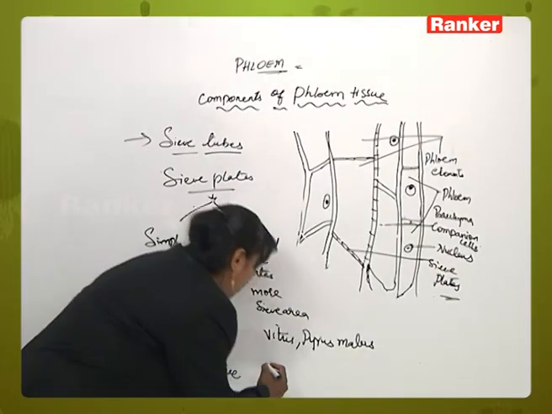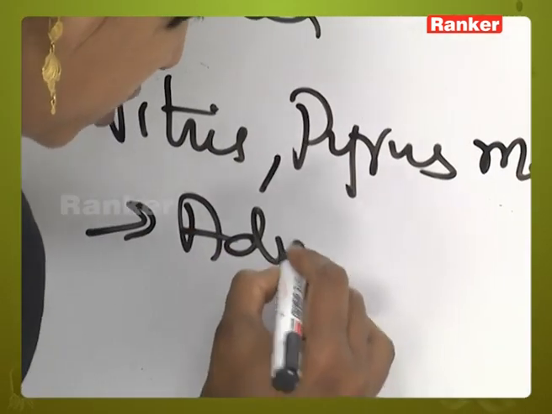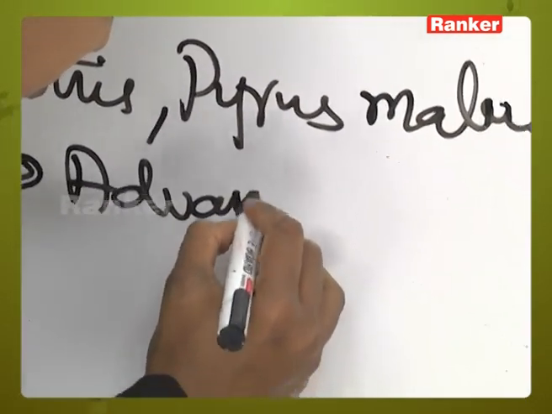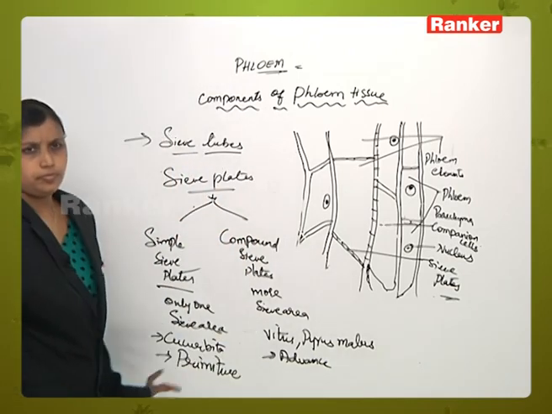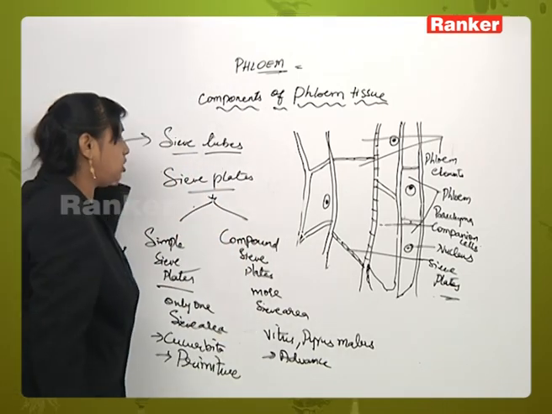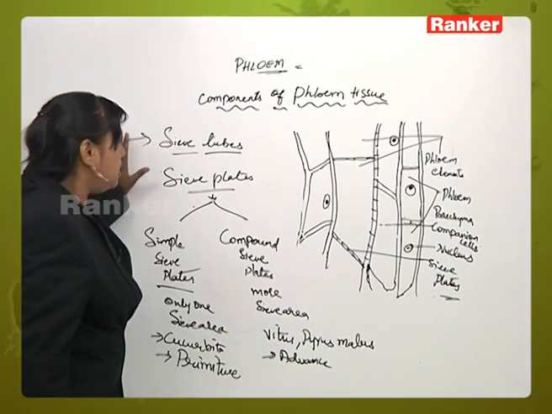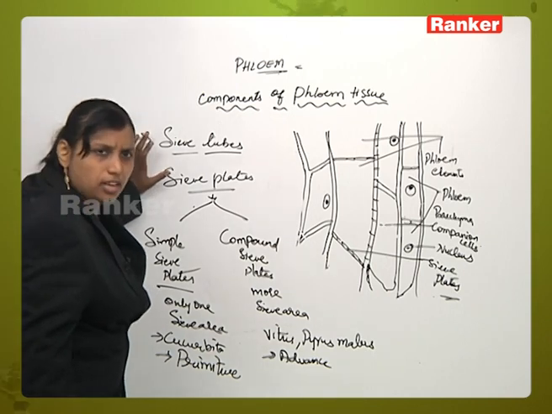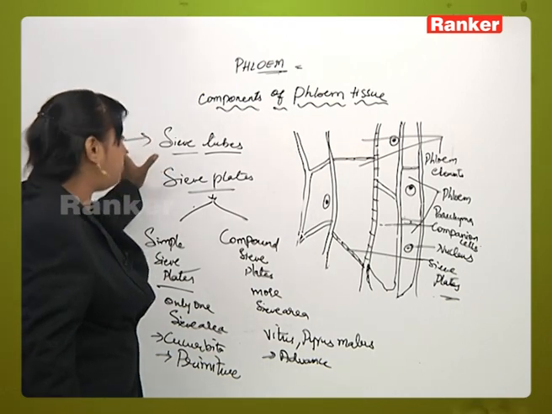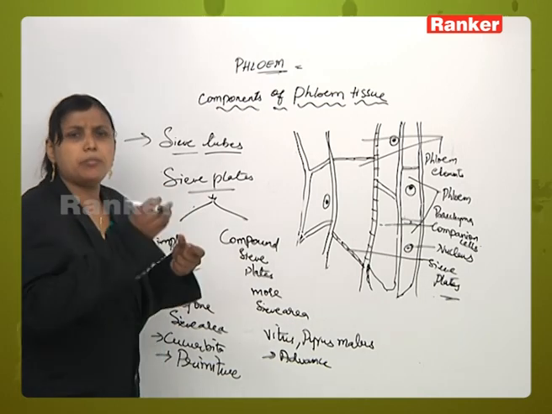Compound sieve plates are an advanced type of sieve plates. Okay, so this is about sieve tubes and sieve plates. Sieve areas in the sieve tubes are the more important components of the sieve elements. These are arranged in the form of tube-like structures.